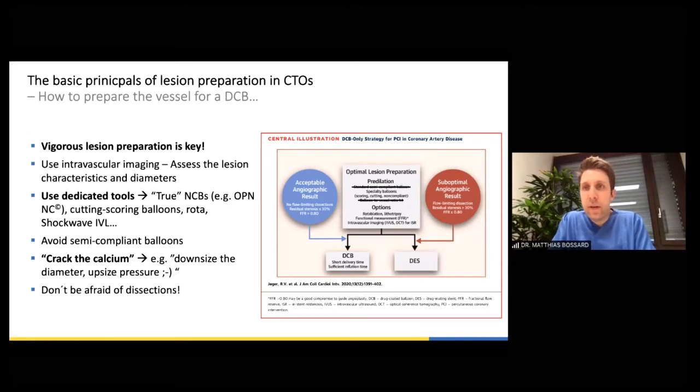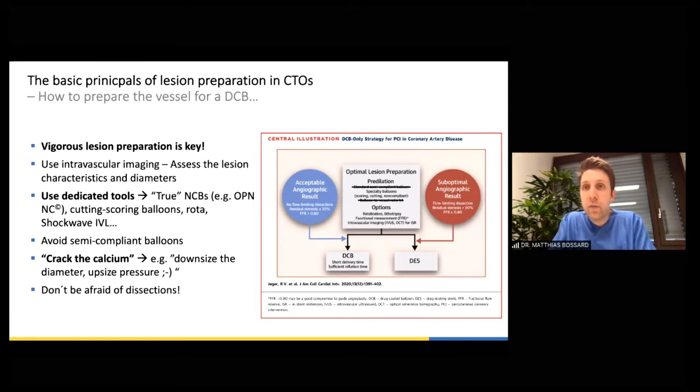If you use DCBs, irrespective of the kind of lesion you manage, and more so in CTOs, it's key to vigorously prepare the lesion. So as I always like to say, use intravascular imaging if possible, use dedicated tools, use true non-compliant balloons, avoid semi-compliant balloons. If necessary, use cutting balloons, scoring balloons, rotor, shockwave, but invest a lot in lesion preparation. And as Florim mentioned, crack the calcium, downsize the diameter, upsize the pressure, and don't be afraid of dissections.